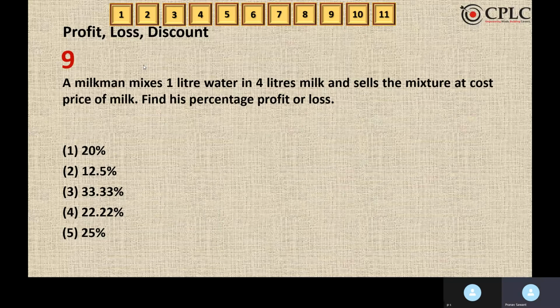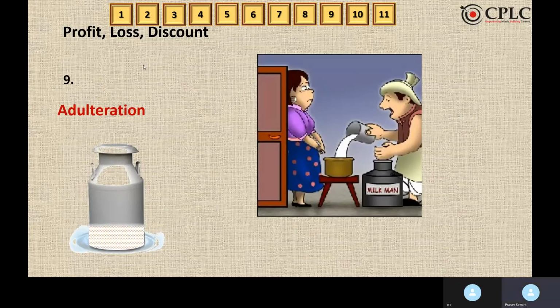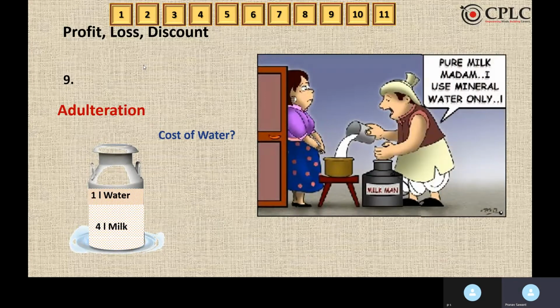A milkman mixes 1 liter of water in 4 liters of milk and sells the mixture at cost price of milk. Find his percentage profit or loss. Now, we have 4 liters of pure milk and 1 liter of water is mixed in that 4 liters of milk. So total, the mixture is of 5 liters. Water is always free of cost.